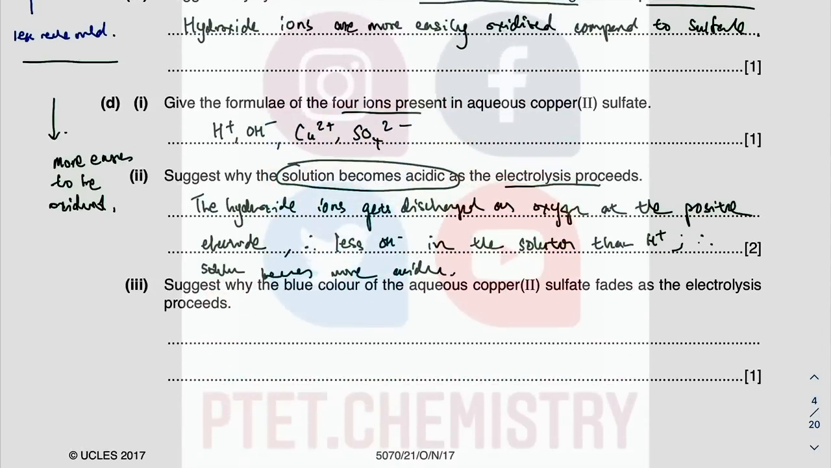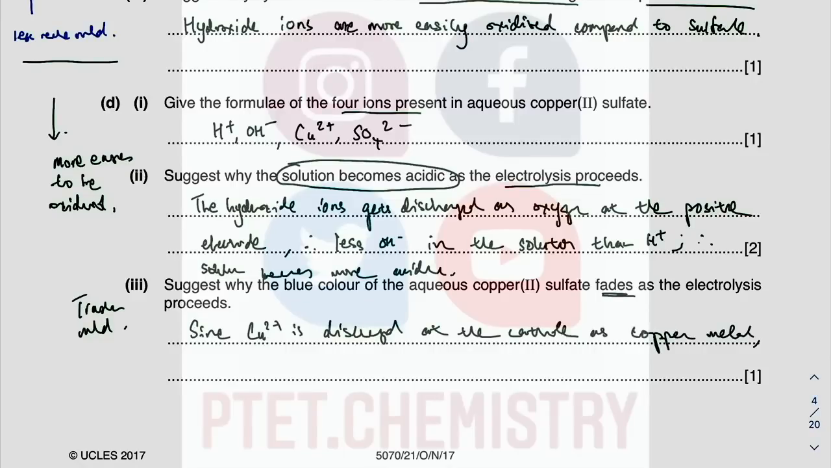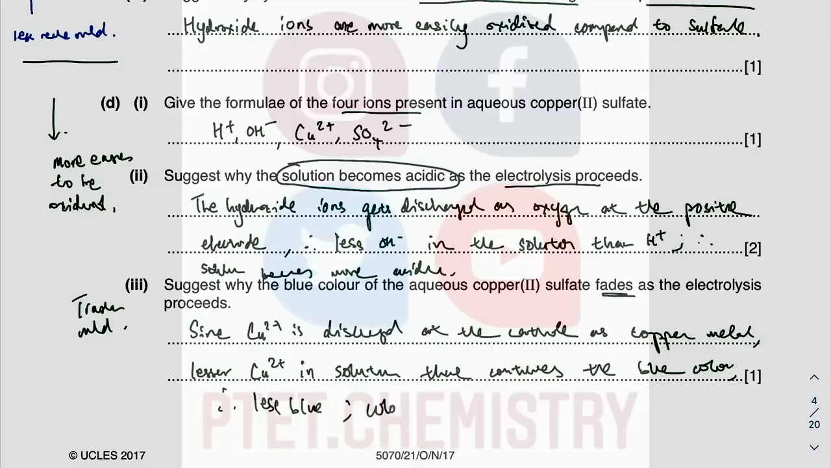Yeah? As for why the blue color fades, what causes the blue color? It all comes down to the transition metal ion. Okay, so since the copper 2 plus is discharged at the cathode as copper metal, there is lesser copper 2 plus in solution that contributes to the blue color, therefore less blue. Or you can talk about the color fades away, so it becomes lighter and lighter, yeah.